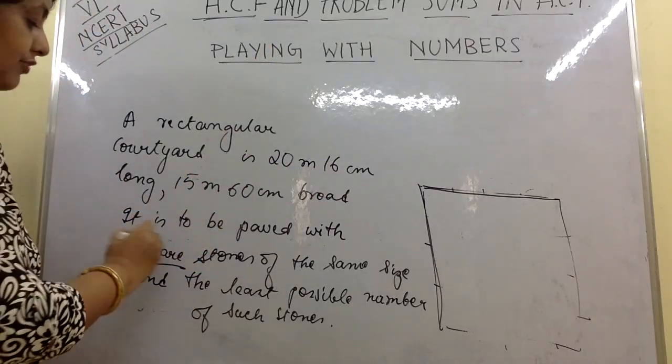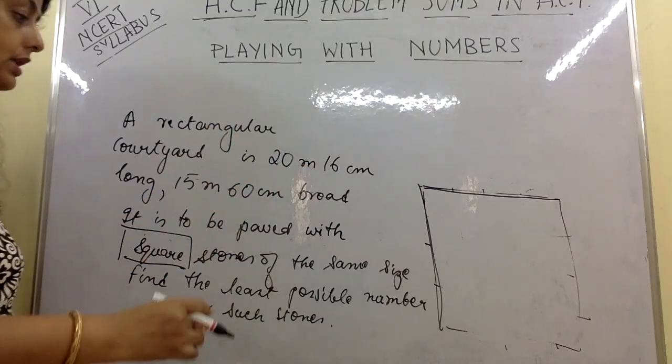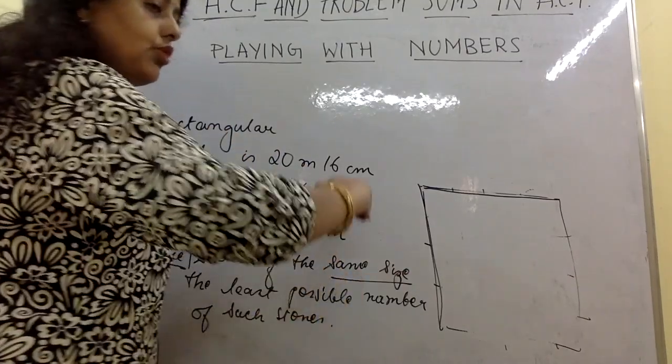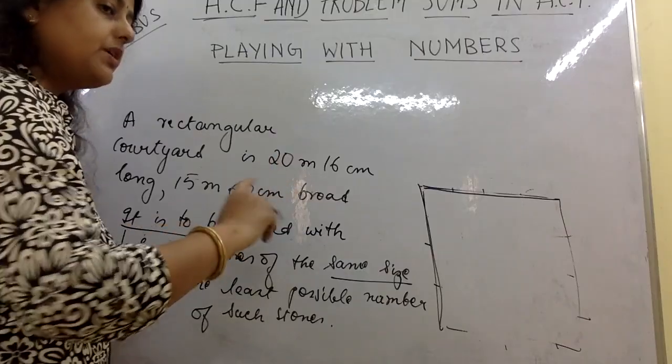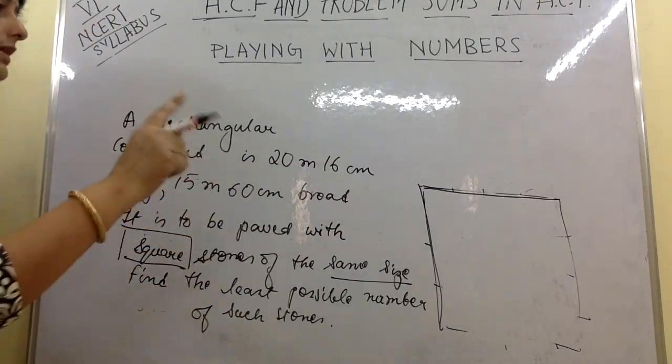Because it is paved with square stones, they are not going to take any half broken squares of the same size. So they don't want any halves over there, because that will be a different size. So they want square stones of the same size and the least number.